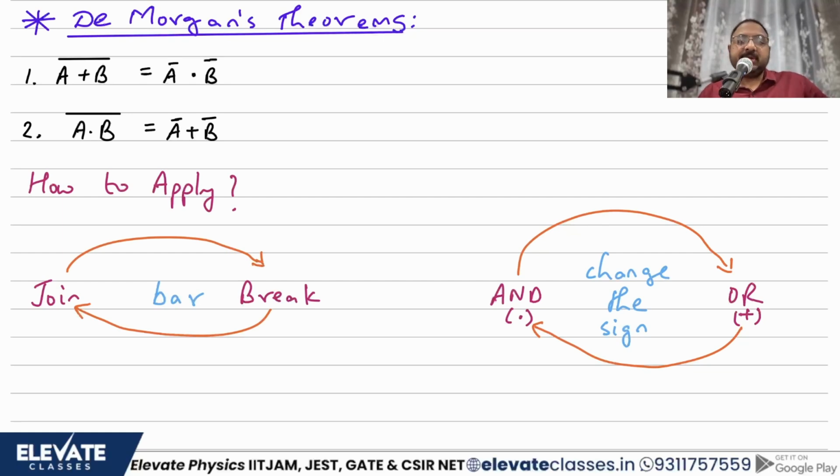So in the last video, part of Boolean algebra was left, and we will complete that today. And the topic for today is De Morgan's theorems.